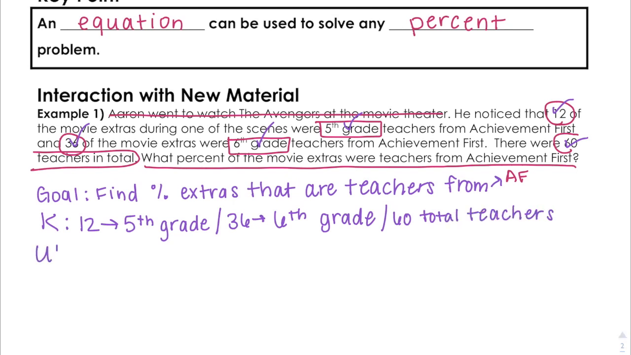All right, what do we have to figure out? What is our unknown before we can move on to solving our goal? So for our unknown, the only thing we have to figure out is the total number of teachers that were from AF. Total number of teachers from Achievement First, which again, we're just calling AF.